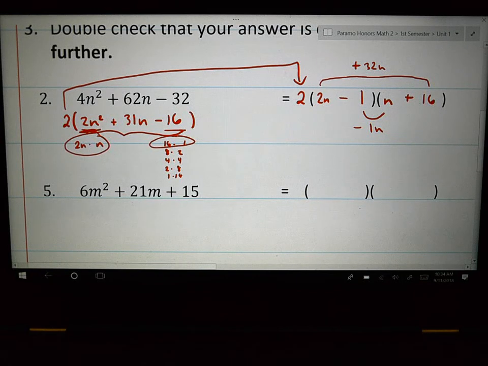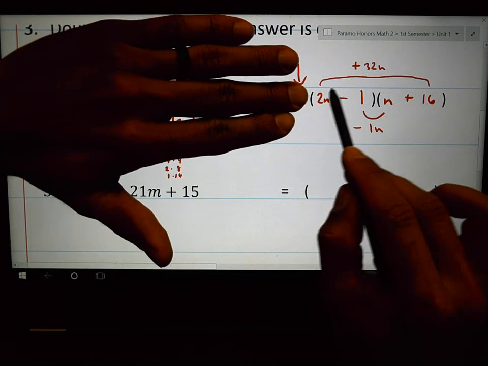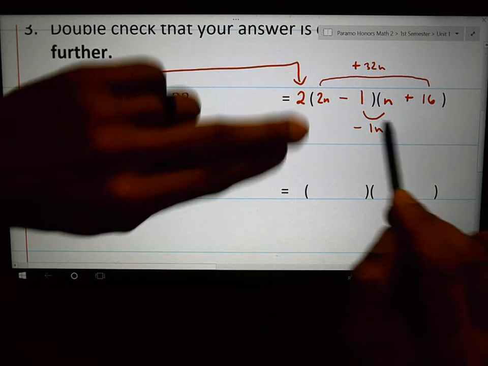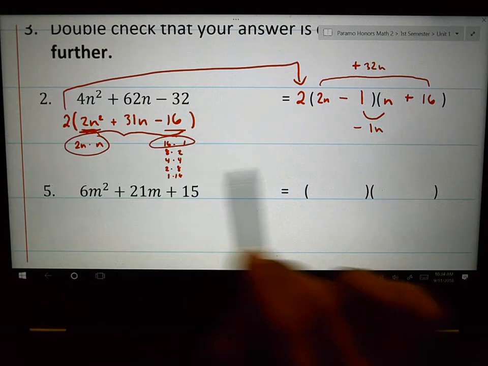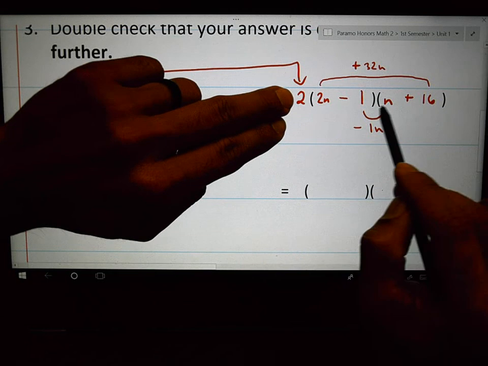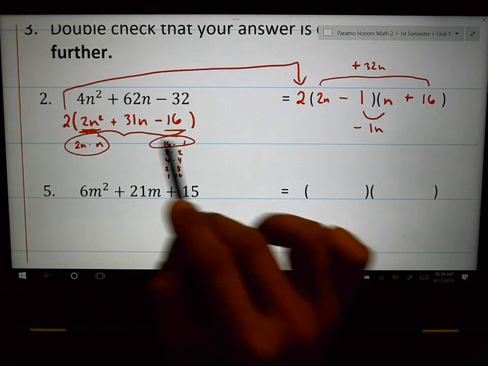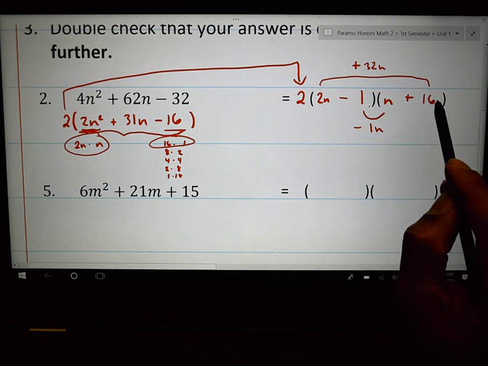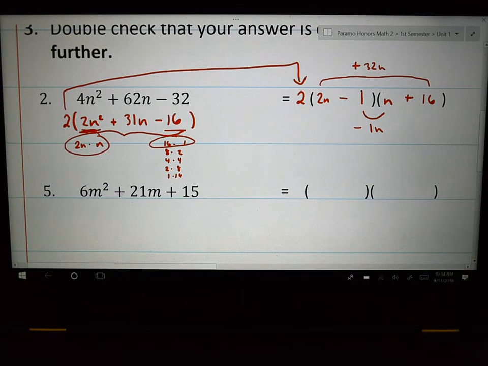You should always FOIL to check. 2n times n is 2n squared. 2n times 16 is plus 32n. Negative 1 times n is negative n. Putting those together makes the plus 31n. And negative 1 times a positive 16 equals a negative 16.